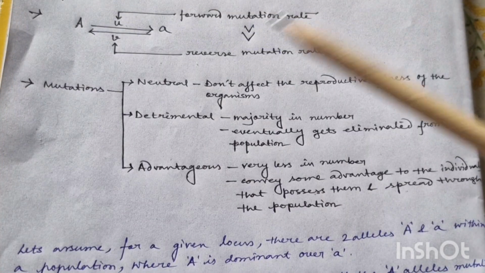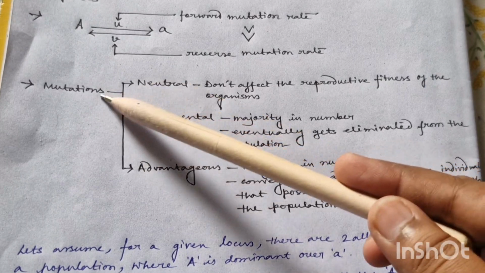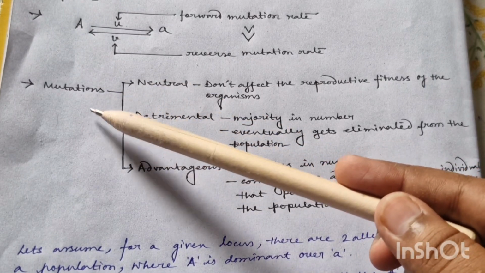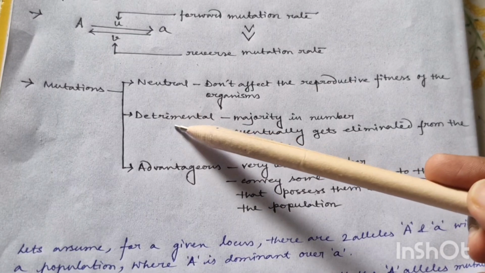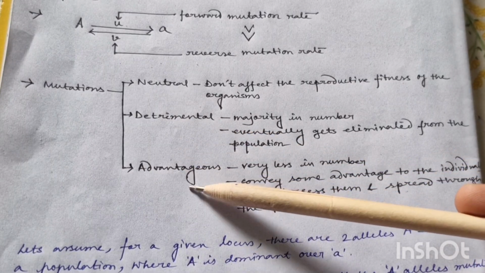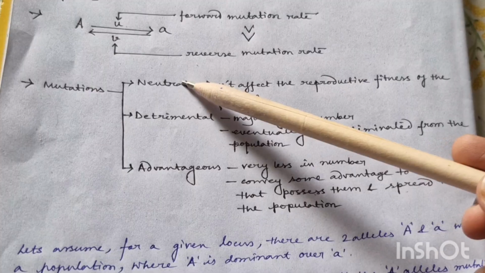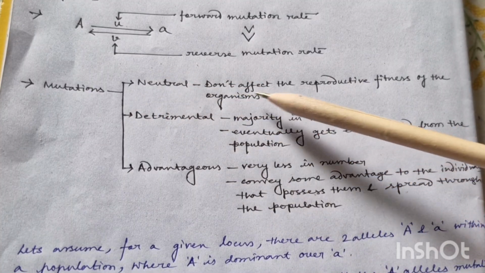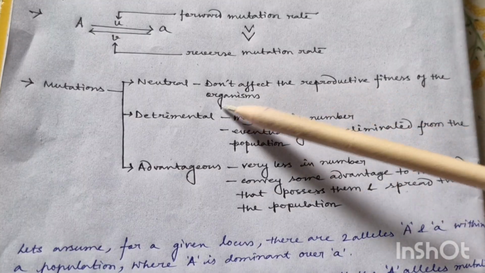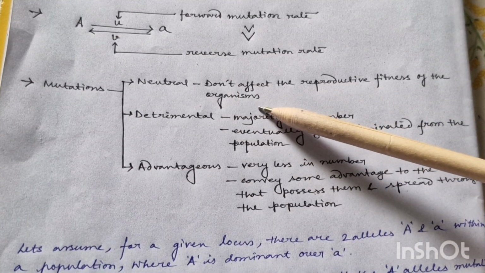Now see, there could be three types of mutations depending on the environment. It could be neutral, detrimental, that means negative or bad mutation, and advantageous or good mutation. From the name, you can assume that neutral mutations do not affect the reproductive fitness of an organism within a population.